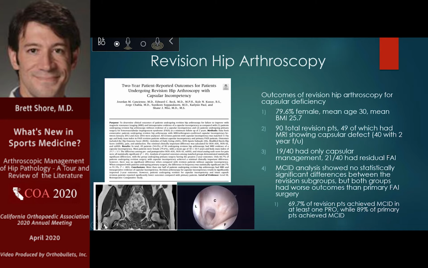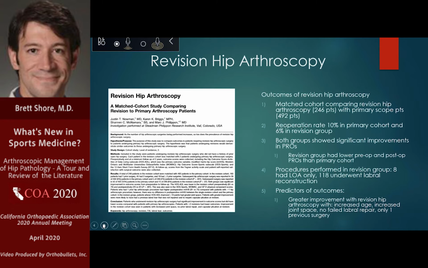And what their group found was that revision for residual FAI and revision for capsular management both had similar outcomes and both showed significant improvements over the patient's preoperative condition. However, the results for both were significantly worse than what is seen in primary hip arthroscopy, which again is consistent with previous studies on revision.